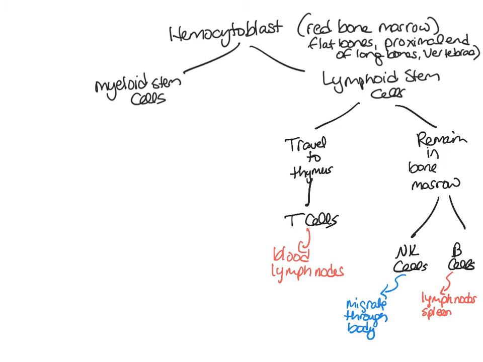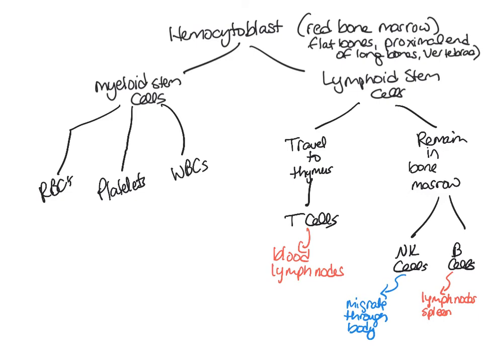If you remember when we talked about the myeloid stem cells, on the other hand, they can become red blood cells, they can become platelets, or they can become the other white blood cells, just not lymphocytes. So they can become neutrophils, monocytes, eosinophils, or basophils.